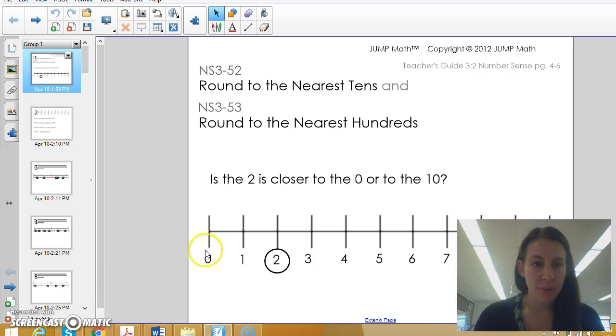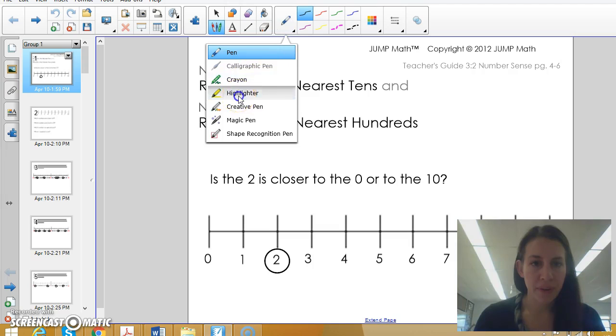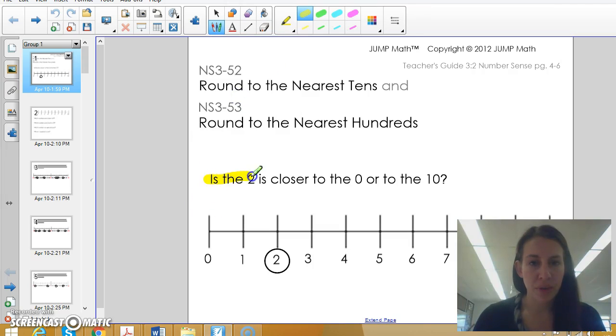So if we look at this number line that we have out here, this question asks us right away: what number is 2 closer to? Is it closer to 0 or to the 10? You see that they've drawn us a number line from 0 all the way to 10. And what we notice about that, guys and girls, is the 2 is definitely closer to the 0 than the 10.